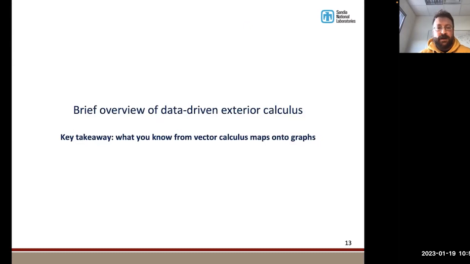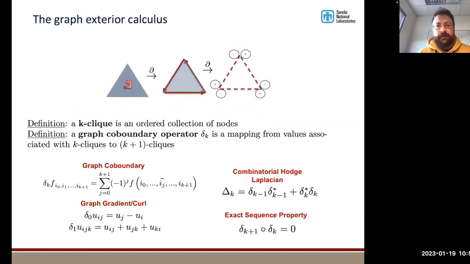And the key takeaway, there will be some notation to slog through. If I figured it out, I'm sure you guys can figure it out. At the core, it's just linear algebra. But the key takeaway is that everything you know about vector calculus maps onto a graph in the exact same way. Div, grad, curl, everything from multivariate calculus, there's a graph version of that.